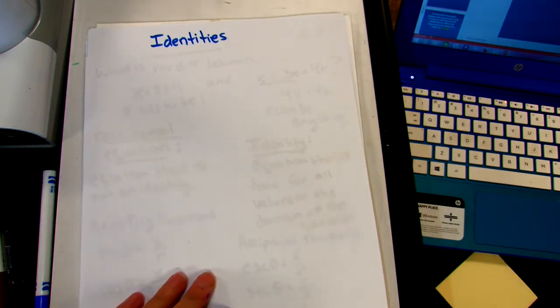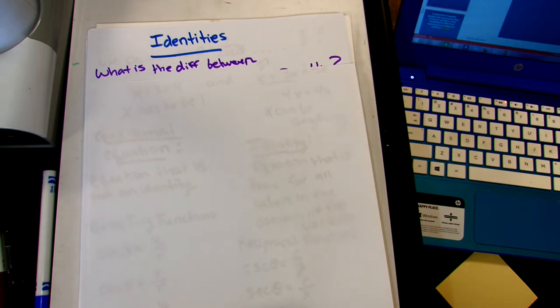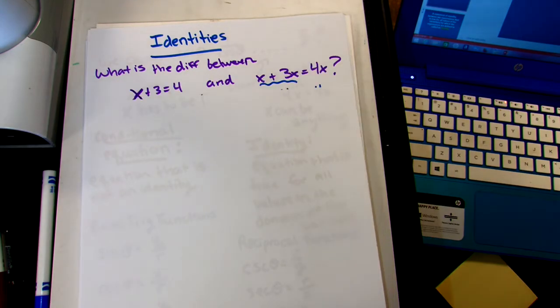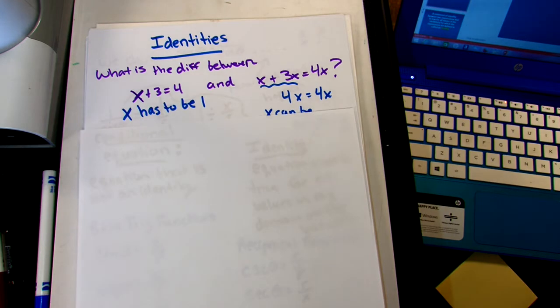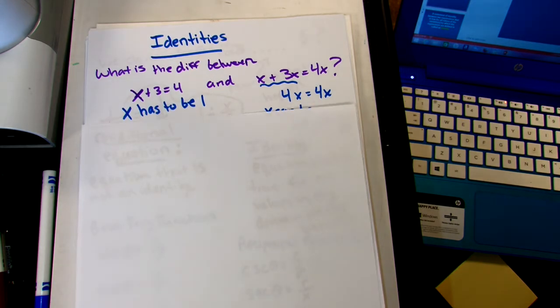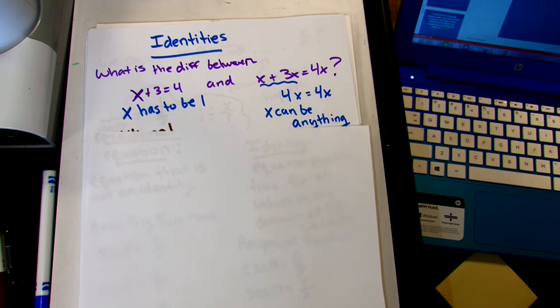All right, so my first thing I want to do is ask the question: what is the difference between x plus 3 equals 4 and x plus 3x equals 4x? Well, with x plus 3 equals 4, x has to be 1. There's no other thing it could be. Whereas on the other side, x plus 3x equals 4x is the same as saying 4x equals 4x, which means that x can be anything that you want.